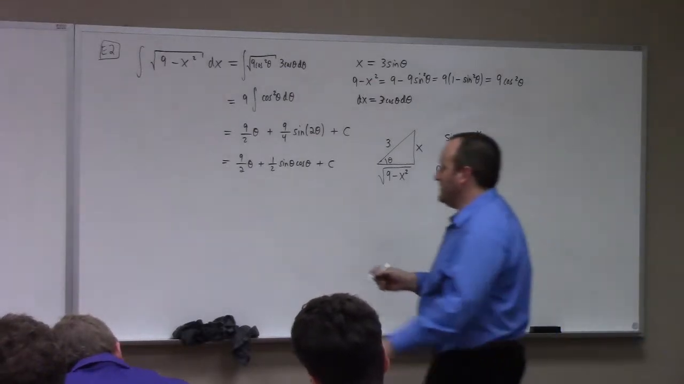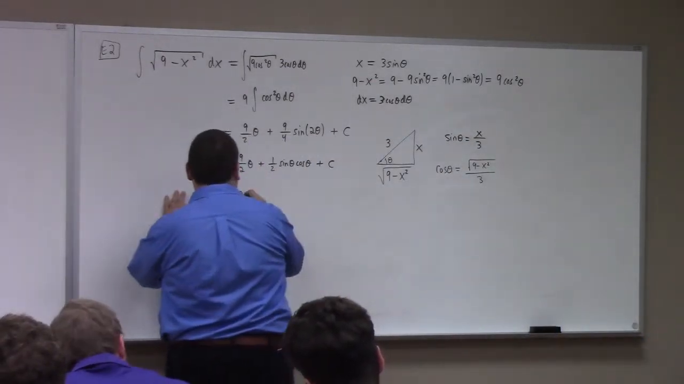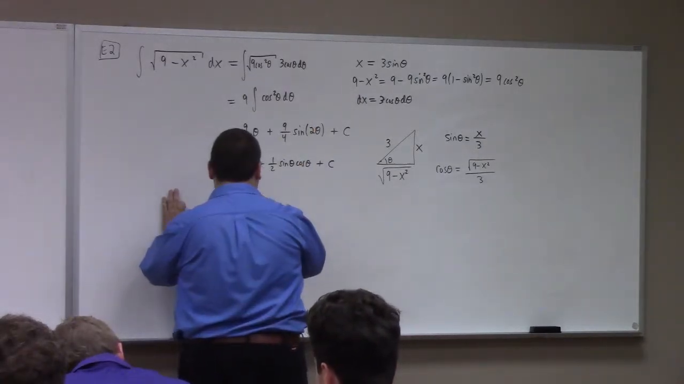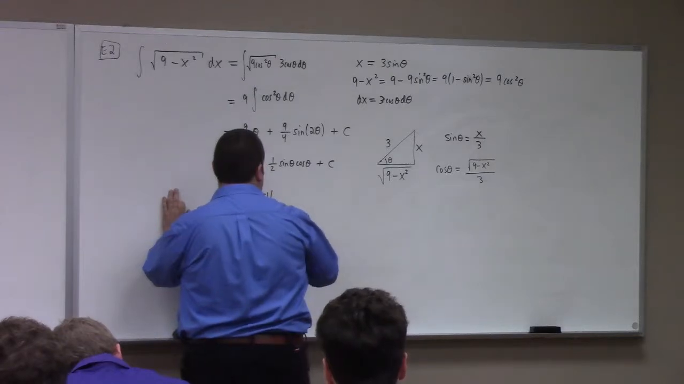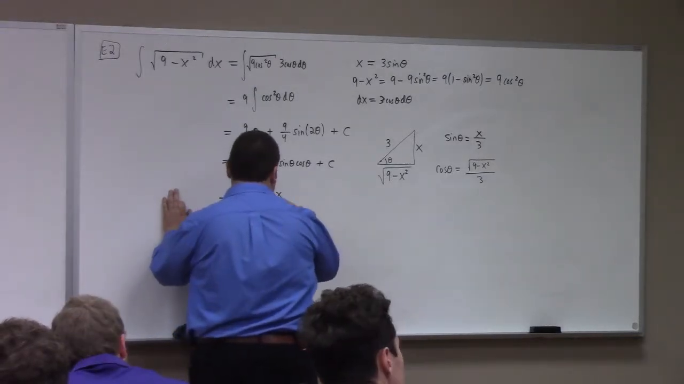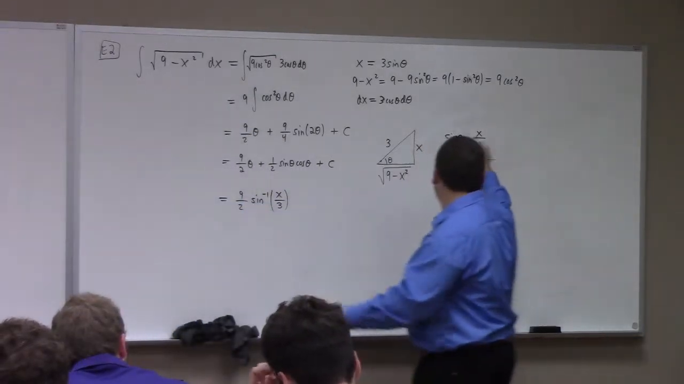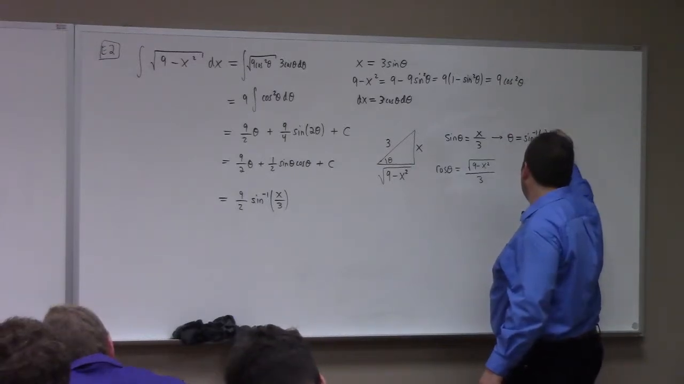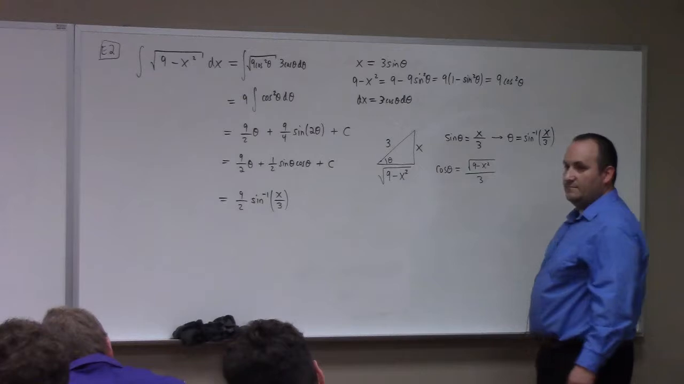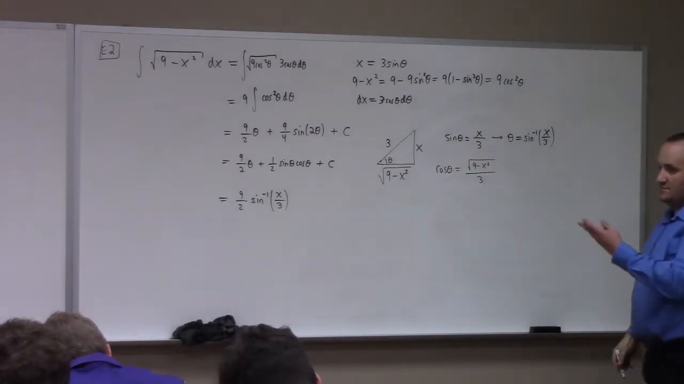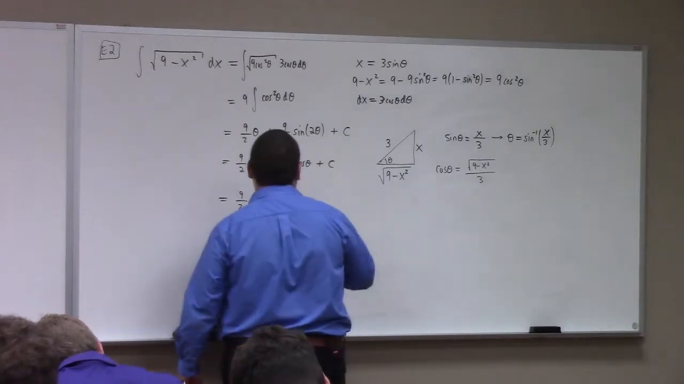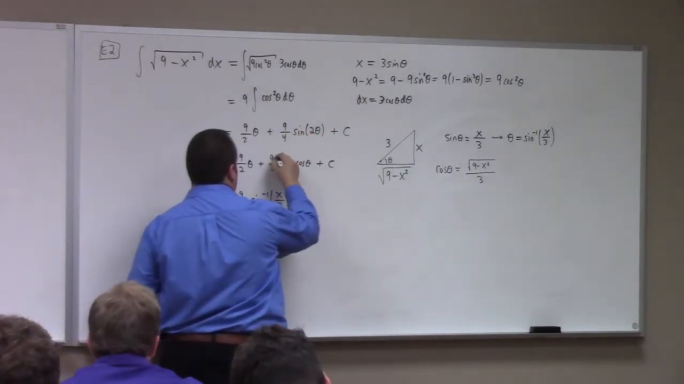Okay, so let's put the pieces together here. That's 9 halves. What happens if I solve for theta? Inverse sine of? Right? This says theta is inverse sine of x over 3, right? Ugly, but I can't do better. And then this 1 half sine, oh, I'm sorry, I lost my 9.